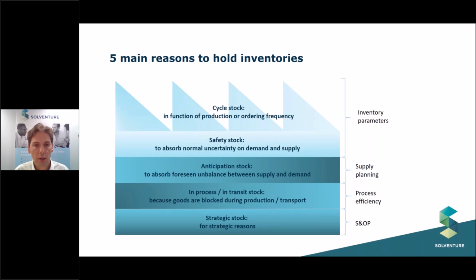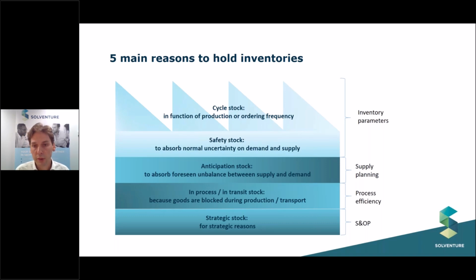And an example could be a shutdown. If I have a shutdown of 2 weeks, I know I will need to pre-build some inventory. Another example could be seasonal stock. If I have a seasonal demand and my peak capacity is lower than the peak demand, then again, I will need to pre-build stock. And we call that anticipation. It's basically an unbalance which we can foresee.